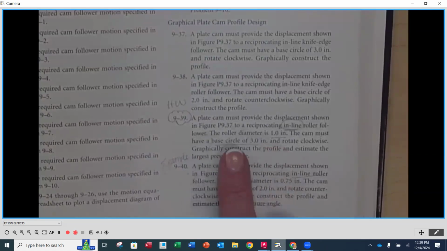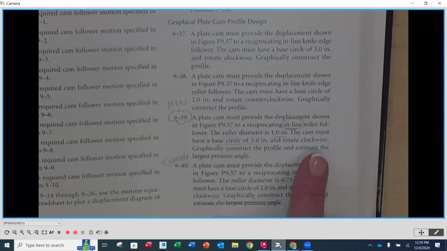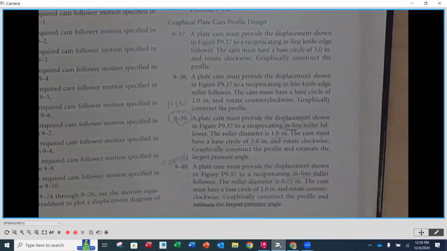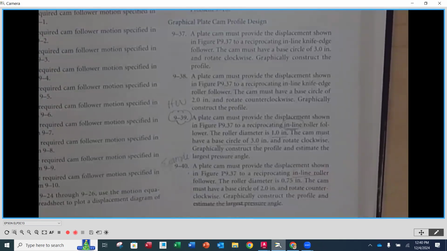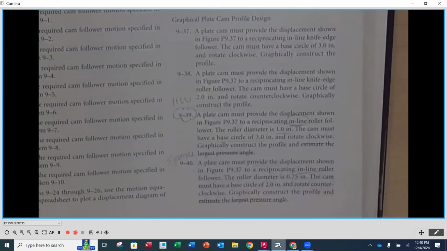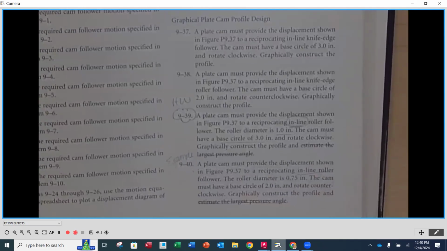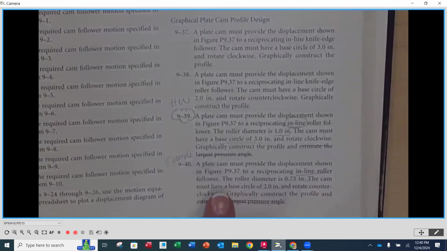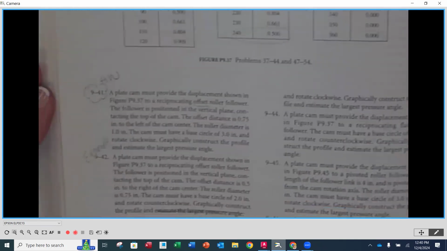The cam must have a base circle of 3 inches, so different diameter. And this one is going to rotate clockwise. So that means you're going to be generating your profile counterclockwise, opposite direction of the rotation of the cam. Graphically construct the profile, and you don't need to estimate the pressure angle. Okay, so you can cross that off. So that's the first problem. That's going to be like the demonstration I did on the first one, the inline roller follower.